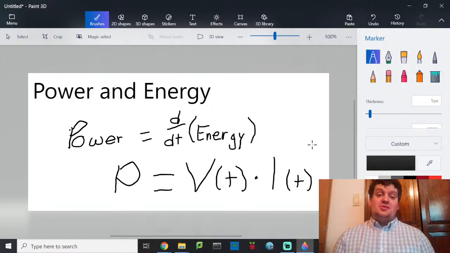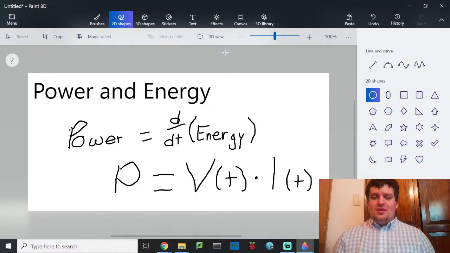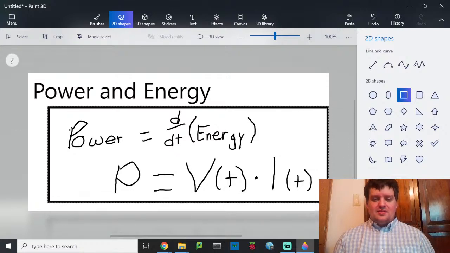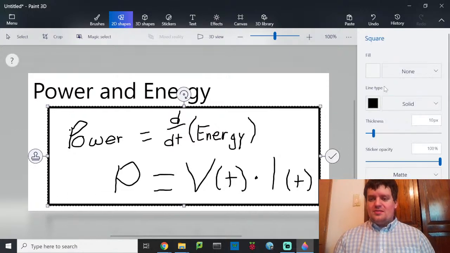I wish I could be doing this on a whiteboard. I really do. But I don't have a whiteboard. So I have Microsoft Paint 3D, which is like a whiteboard, but way worse. Anyways, let's stop whining. Look at that box. I just drew a nice box. It's a great box.